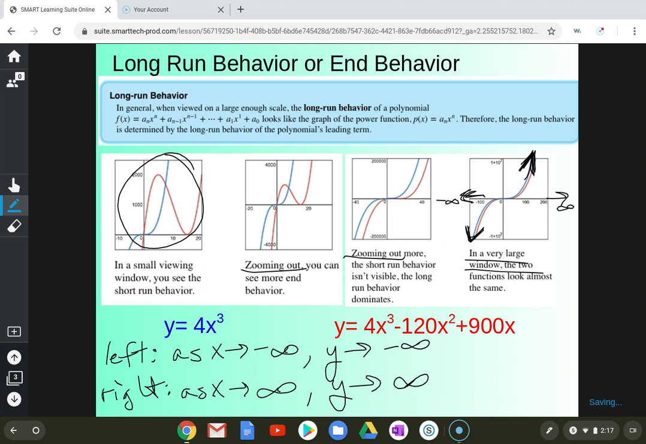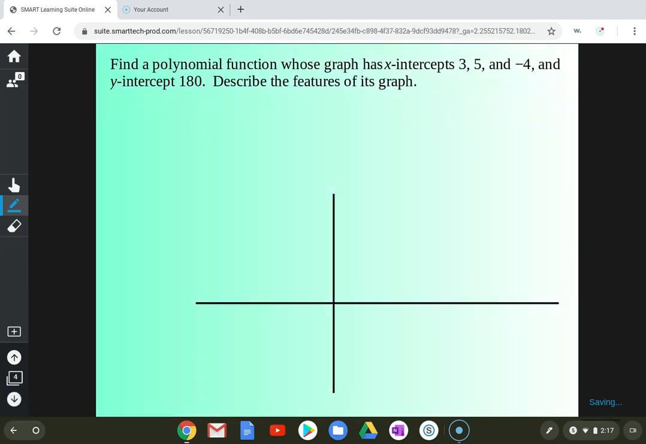Now your book is going to use the terminology as x increases, y increases, and as x decreases, y decreases, which is fine, and it gives you a decent understanding of the end behavior. But I tend to like this terminology better because it sets you up better for limits in the future. Moving right along. Okay, so we've done this once today.